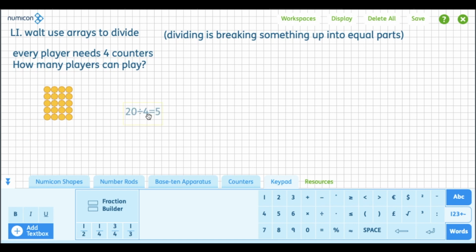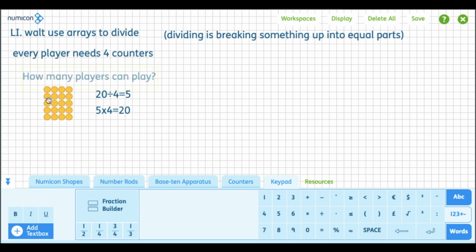Now, you might be sitting there thinking, wait a minute. We did arrays with multiplying sentences, and this is 5 lots of 4. So why don't we write that as 5 times 4 is equal to 20? Well, you're absolutely right. For every array, you can actually write 2 multiplying sentences and 2 dividing sentences, okay? So for our purposes here, we've written 20 divided by 4 equals 5 because we needed 4 counters per player, and we could have 5 players play. But it's also 5 players times 4 counters each is equal to 20 counters.